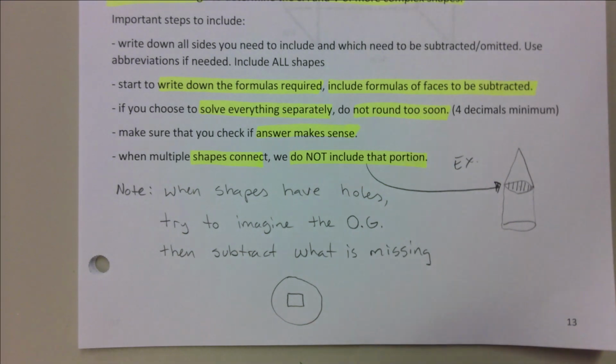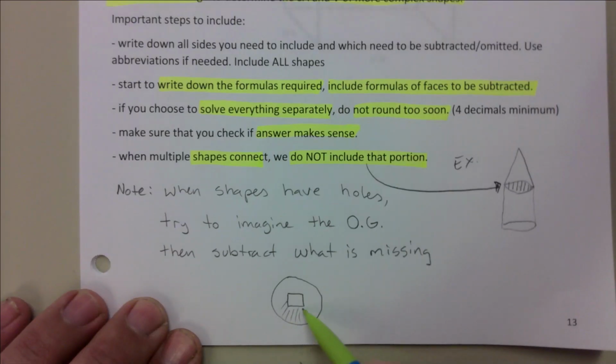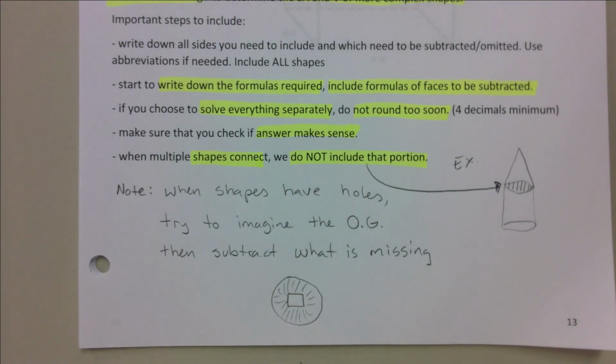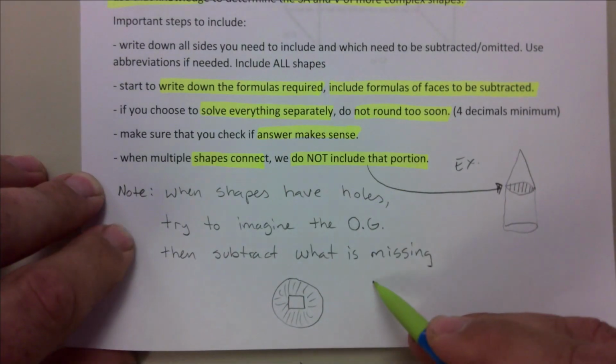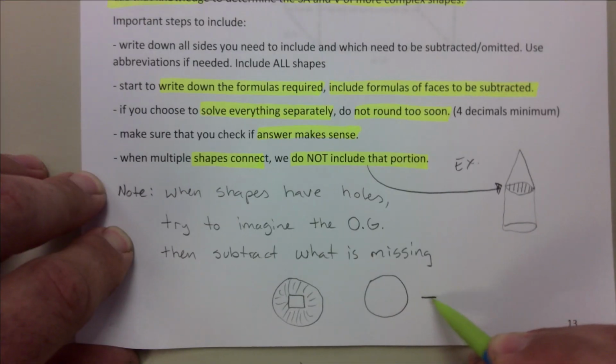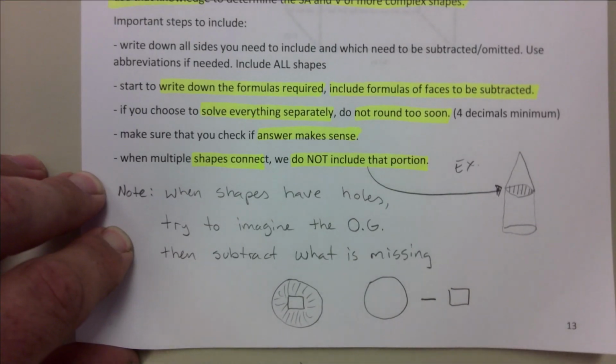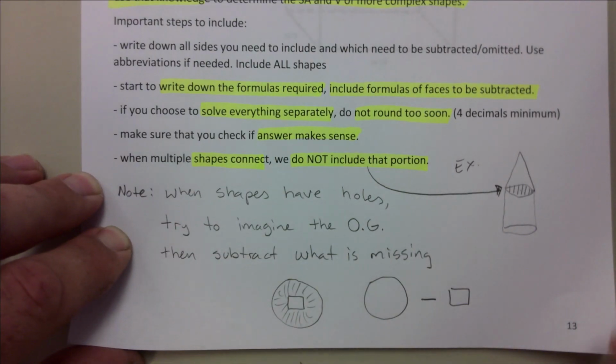So, for example, if I said find the area of the shaded portion, okay? It's like, I don't have a formula for that. I don't know a shape that looks like that, but what's the OG here? What's the bigger one? The circle, right? What's missing? A square. Well, then start with a circle, subtract a square. Okay? That's what I'm trying to talk about. So it's basically circle minus a square. If you want to think about it that way, that's what happened there.